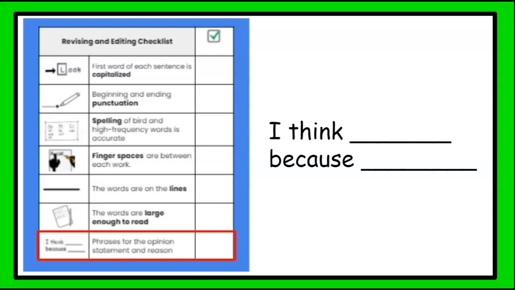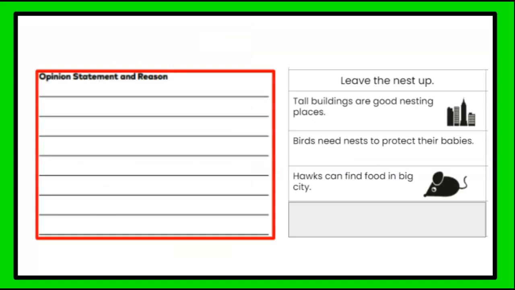And phrases for the opinion statement and reasons. I think blank because. Remember, it's important to tell what your opinion is, that's the I think, and because is the connecting word between your opinion and your reason. So, go back, look at your opinion statement and reason, and make sure that you have edited and revised your work for all the things we just looked for on our checklist.